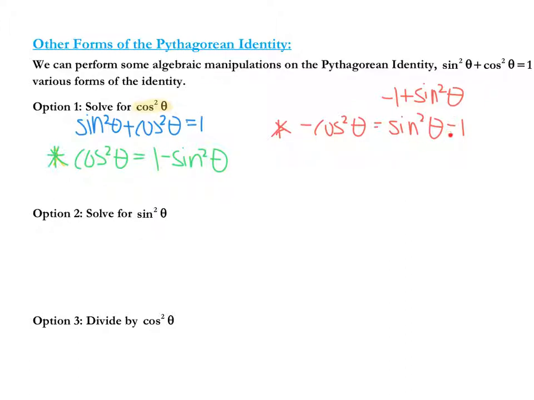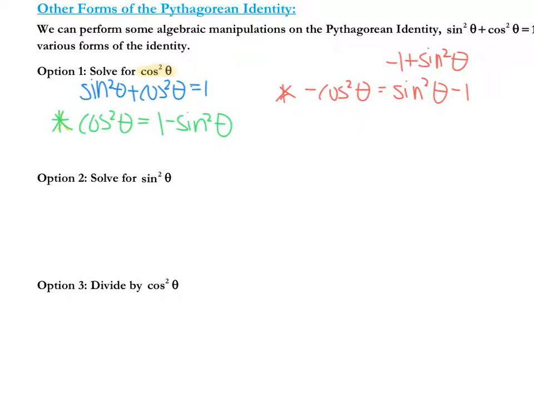flip the order. Okay, so when you're working with Pythagorean identities, you have to be able to recognize all the different manipulations. So we're going to go ahead and do the same thing for sine squared theta. So here's the original.